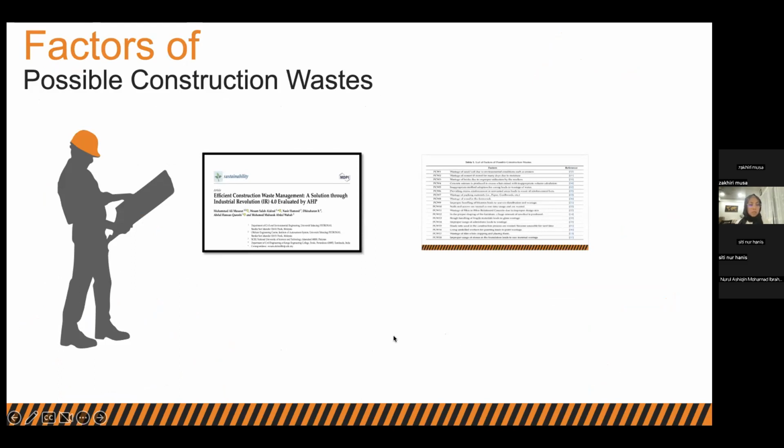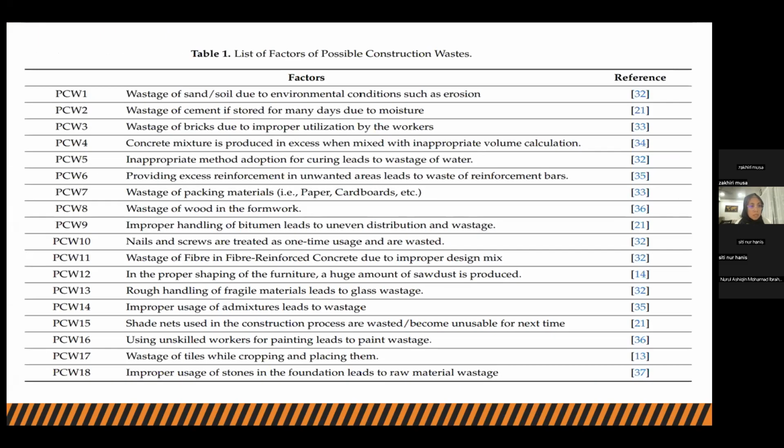So from this paper, what is the possible factor of how this construction waste exists in the first place, based on the study conducted by the researchers I mentioned earlier? The authors used their experience and knowledge of the construction industry to identify potential sources of waste. They also reviewed past papers to identify other possible sources of waste. From that, the authors presented this table, which consists of 18 possible ways waste occurs through the construction process.